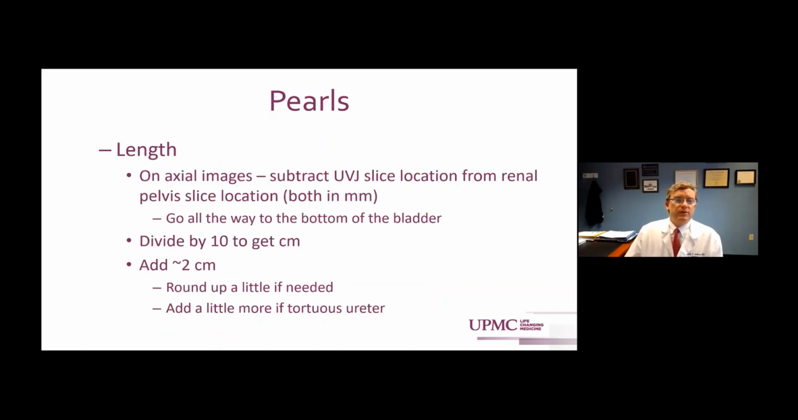So one way that I've used for many, many years, it almost never fails unless there's some real significant anatomic abnormality, is just to take the number, if you look at the pelvic slice location for the bladder, really right at the top of the prostate, and for the renal pelvis, and you just subtract those two, you'll get the millimeters distance between the two, vertically at least. You divide by 10 to get the centimeters, and then we typically add about 2 centimeters because that accounts for the diagonal course of the ureter as well as some of the tortuosity. If it's a real tortuous ureter, you might need to add more.